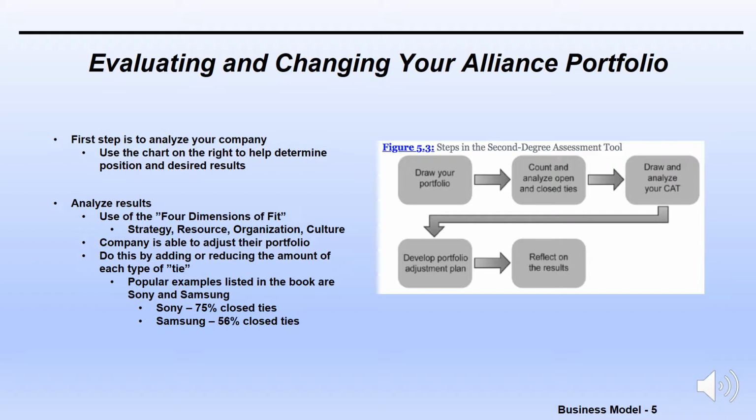And just a couple examples that I mentioned on the previous slide with Sony and Samsung. Sony currently has 75% closed ties, while Samsung only has 56% of closed ties. So there isn't a set standard that is ideal across an industry. It depends on the company, what they're looking to get out of their alliances and partnerships, and what's going to be most beneficial.